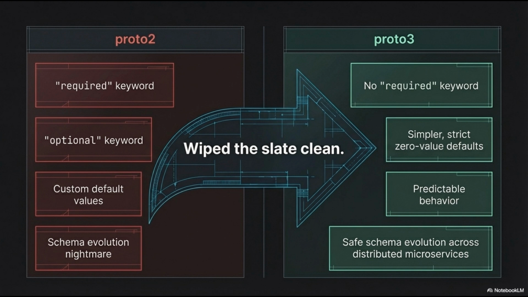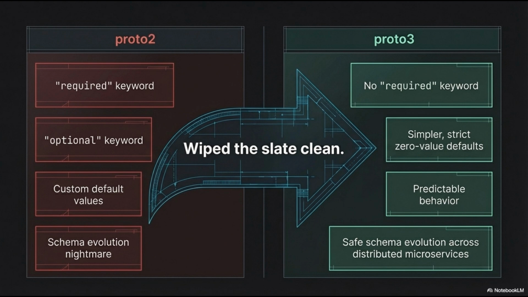And that was the reality for years at big tech companies. But Proto3 kind of wiped the slate clean. It dropped the required keyword entirely. Oh, nice. Yeah, it simplified the rules around default values and just made the whole system far more predictable for modern API design. So by explicitly declaring syntax equals Proto3, you are locking the compiler into these modern safe behaviors. You're just avoiding all those legacy traps right out of the gate.